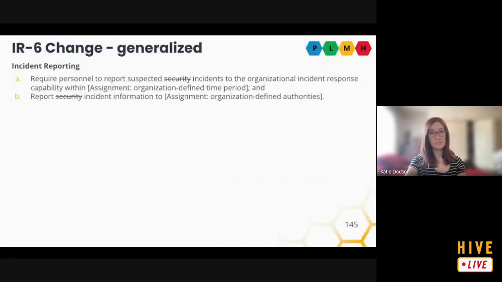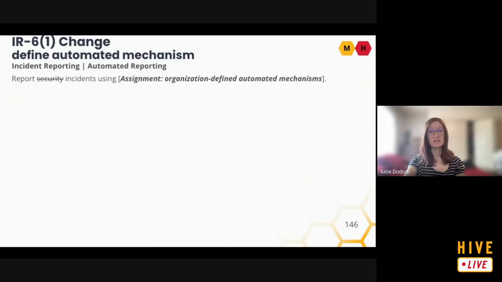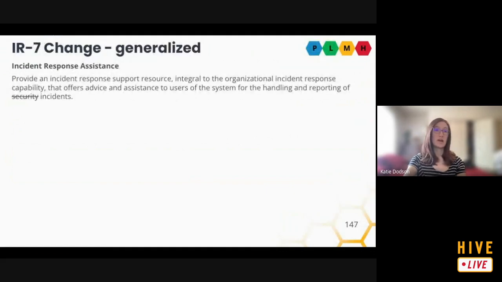IR 6 has been generalized, taking out references to security. So this will also impact privacy incidents. 6.1, defining the automated mechanisms used for incident reporting. IR 7, taking out reference to security to generalize the types of incidents that fall under this control.